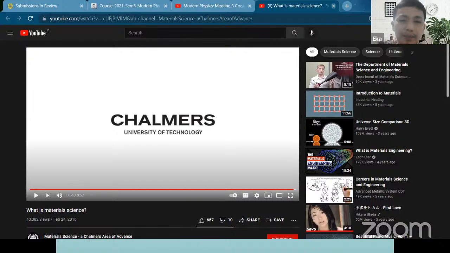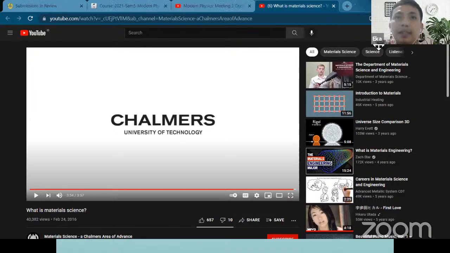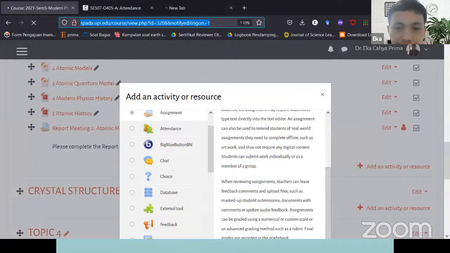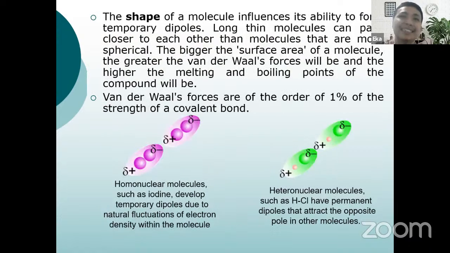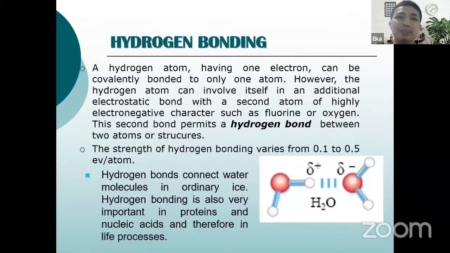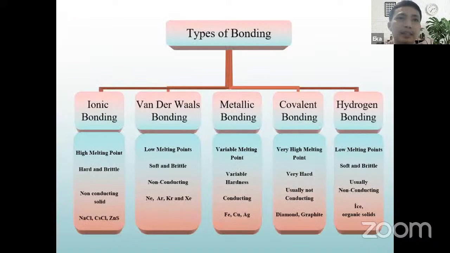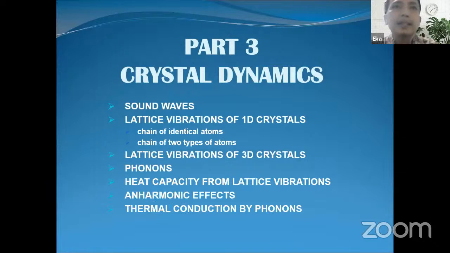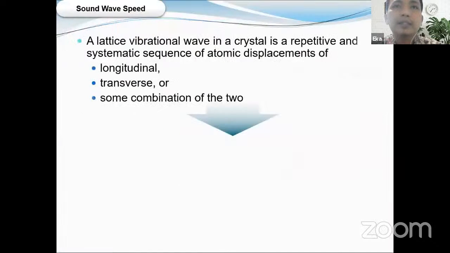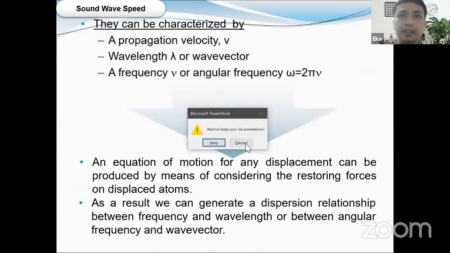So how important is the material in your life? Okay, so this is the way to block van der Waals force, so repel van der Waals force. Here is hydrogen bonding, due to the hydrogen molecule. So there are types of bonding: ionic bonding, van der Waals, metallic, and so on. So I think no need here, we can skip and continue to another slide.